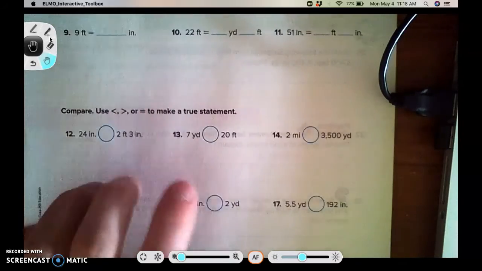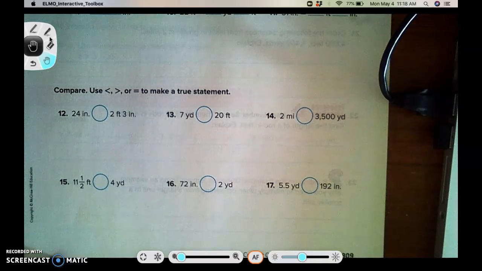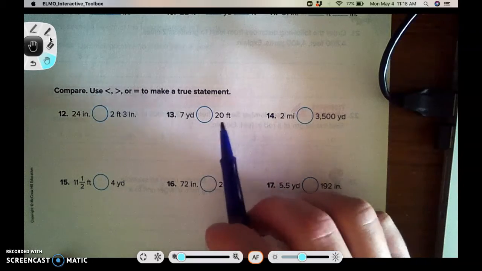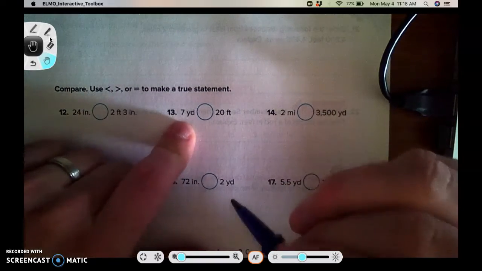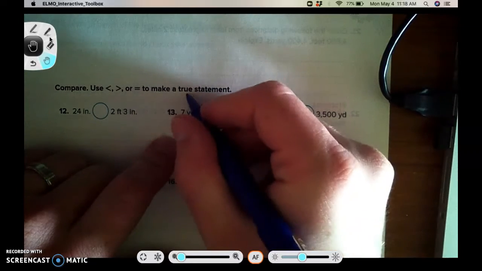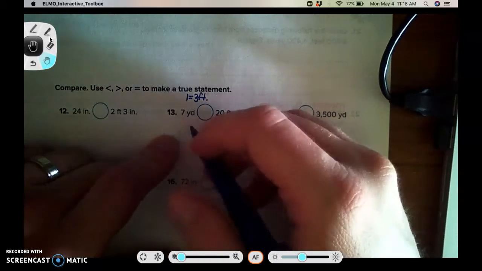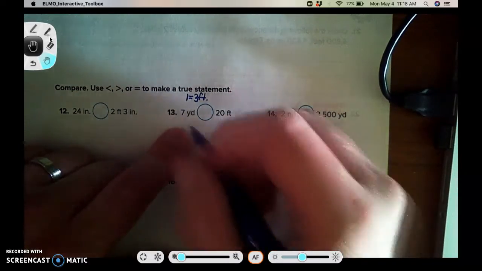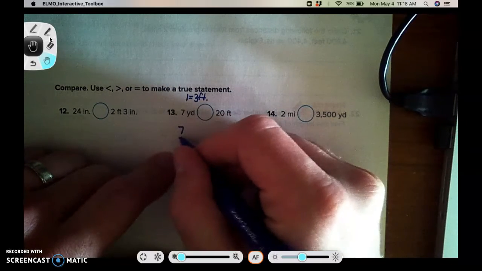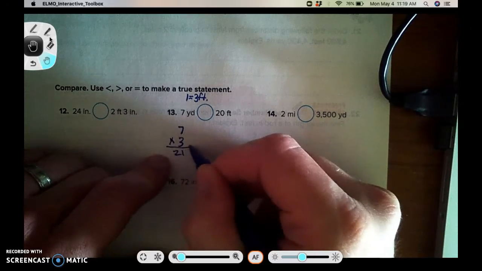Okay, and number 3, compare 7 yards to 20 feet. Again, we can't compare them until they're in the same unit, so we can either take yards and put it into feet, or feet and put it into yards. Either way, I'm going to show you both. If we want to take 7 yards and put it into feet, I know that 1 yard is equal to 3 feet. So I'm going from yards to feet, a bigger to a smaller unit, so I'm going to multiply. 7 yards, and there are 3 feet in 1 yard. Multiply that, and it gives me 21 feet.